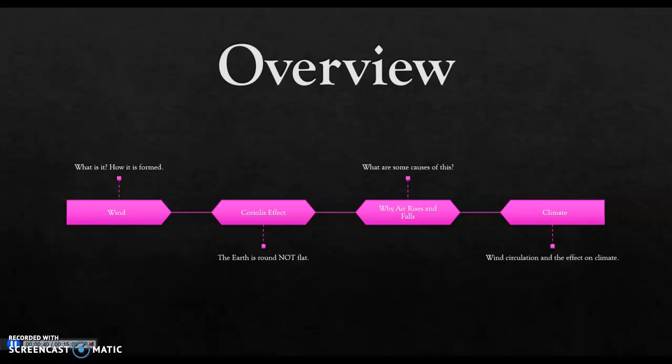Moving on to why air rises and falls. What are some of the causes of this? And finally, we'll touch on the climate, wind circulation, and the effect on climate.